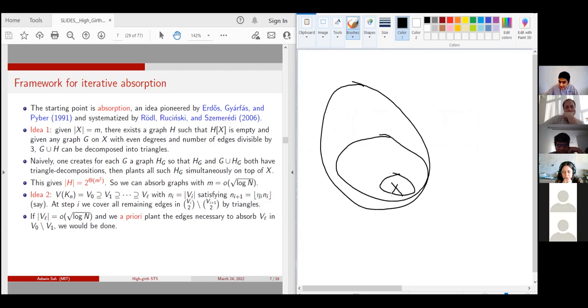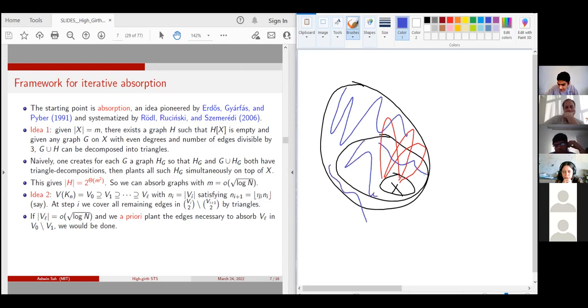We'll just draw 3. And we also have these absorbers, which we can say are sort of outside. And then what we do is we first cover everything out here, other than the red part, I guess. Then we cover everything out here and so on and so forth until we're left with just X. And then we have X plus the red part. And we chose the red part so that no matter what's left on X, you can cover X plus the red part. So then you would be done.